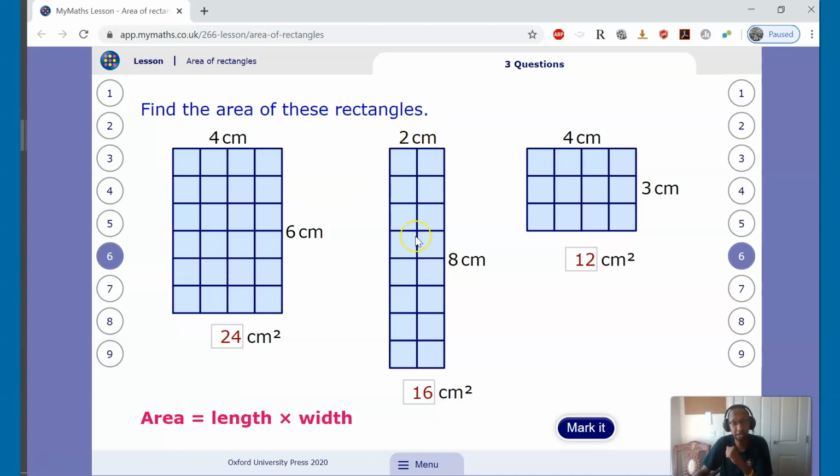So let's try the area of this rectangle. 1, 2, 3, 4, 5, 6, 7, 8, 9, 10, 11, 12, 13, 14, 15, 16. And the final one, 4 times 3 should be 12. Let's see, 1, 2, 3, 4, 5, 6, 7, 8, 9, 10, 11, 12. And if we mark it, you should have 3 out of 3.